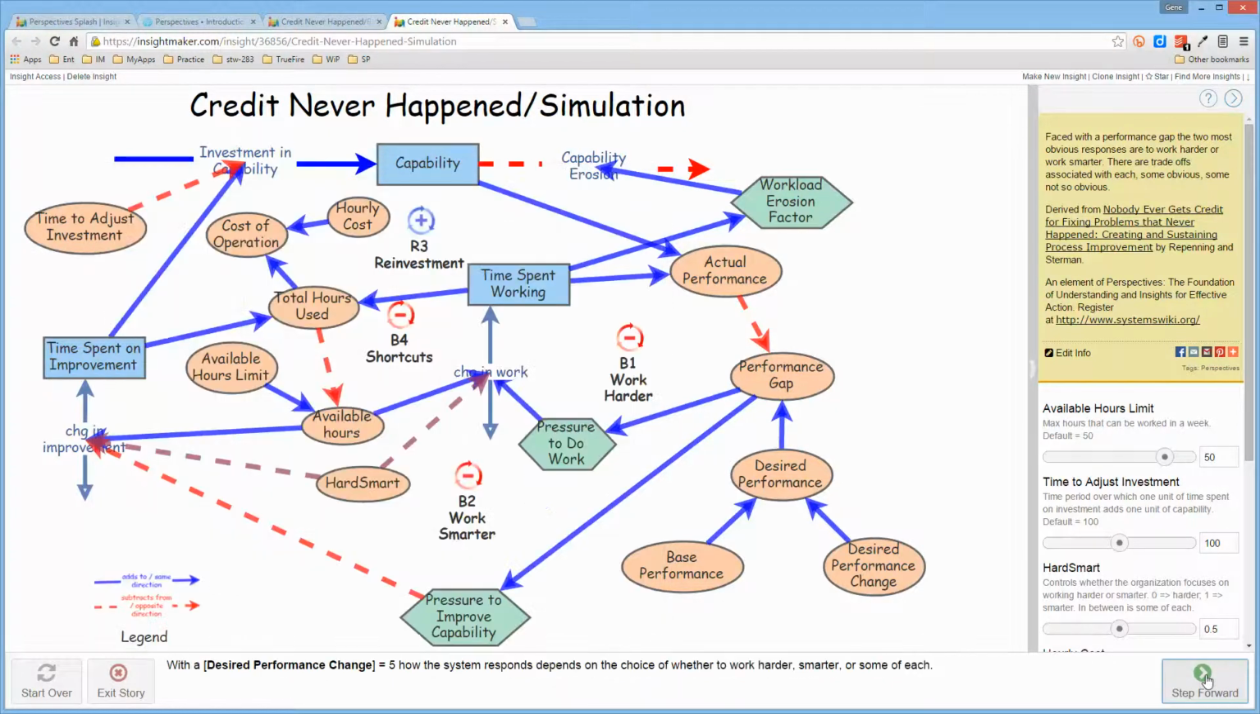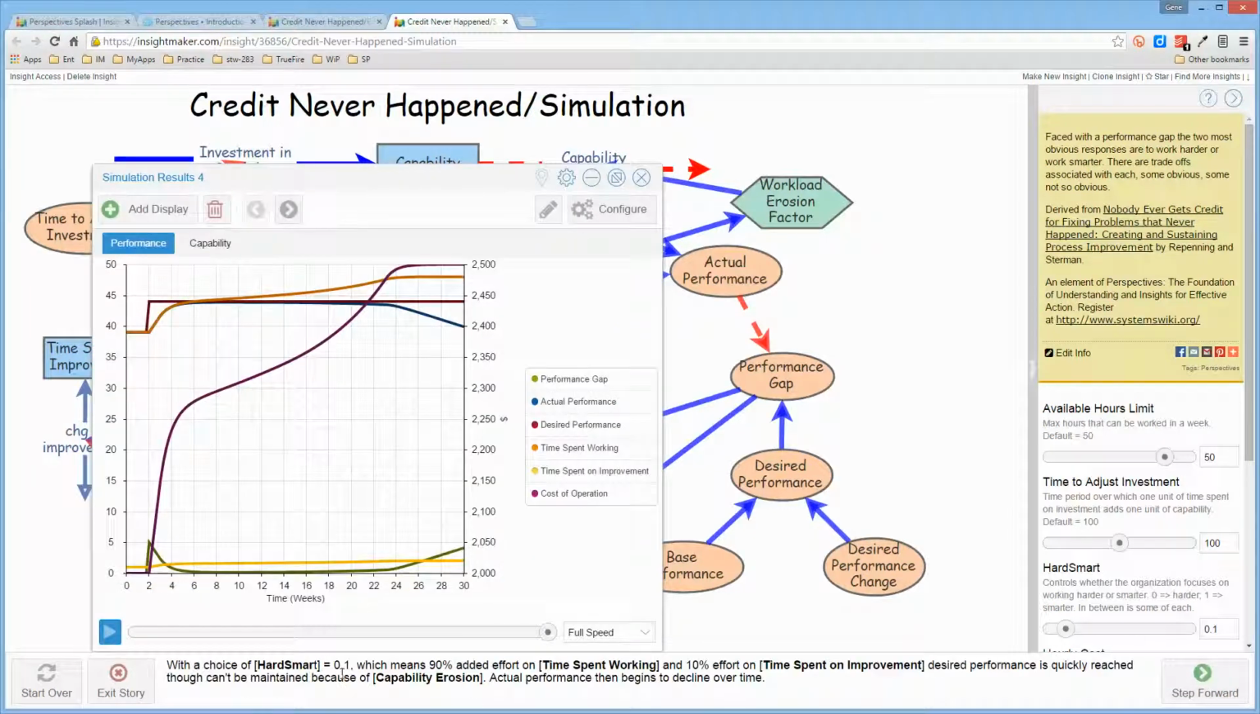Though if we run into a situation where the desired performance increases by 5, then there's a question on the part of the organization: do they decide to work harder or work smarter? And as I said before, there are trade-offs with each one. So if they decide to work harder, so that 90% of the effort is expended on working to close the performance gap, what happens in this model is the desired performance jumps instantaneously, and the actual performance increases over time as the organization works more hours.